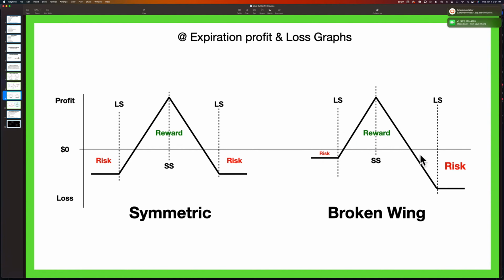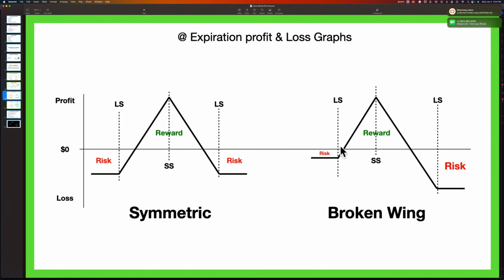These would be asymmetric wings, and a lot of people will wonder, why don't you do these, Ernie? As a directional strategy, you have hardly any risk over here, which increases your risk to reward, and all the risk is put further out. The problem is that we could potentially go out here and experience that risk. So we would prefer not to do that.